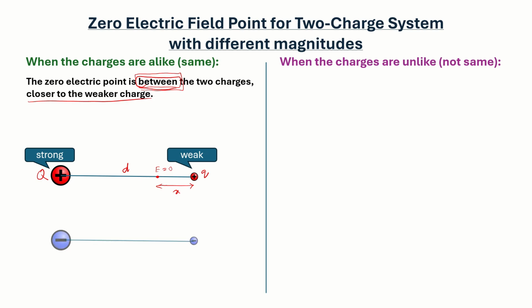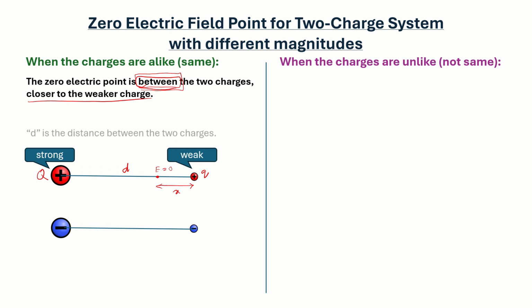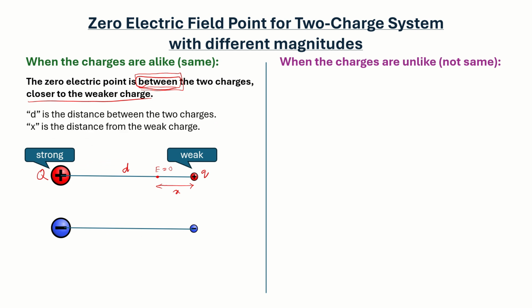Same thing we can get for the negative charge system. Our aim is to find the x, that is the distance from the weak charge to a point where the electric field is 0. The formula for that is x equal to d over root of capital Q by small q plus 1.